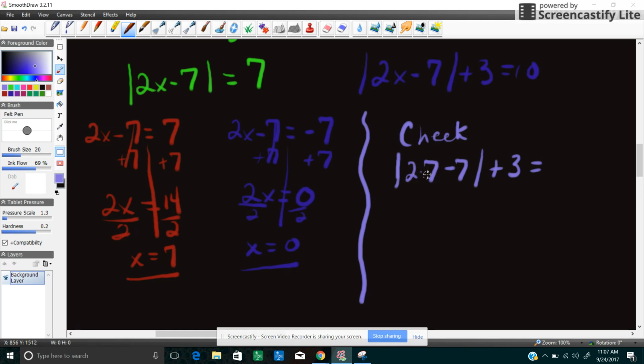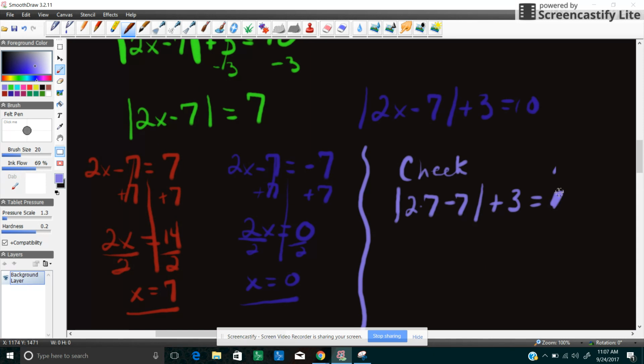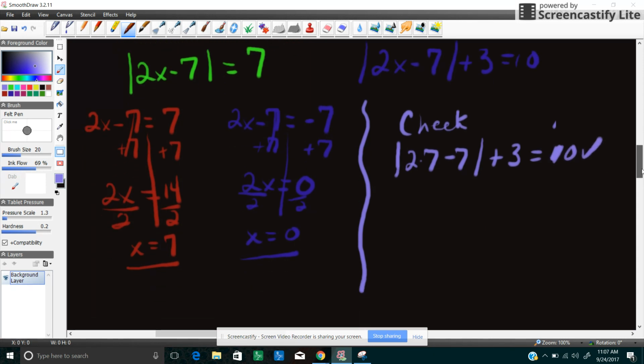So let's see, 2 times 7 is 14. 14 minus 7 is 7. The absolute value of 7 is 7. So 7 plus 3 is 10. So that one's good.